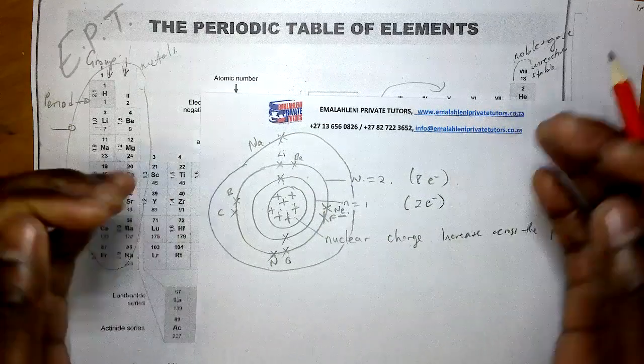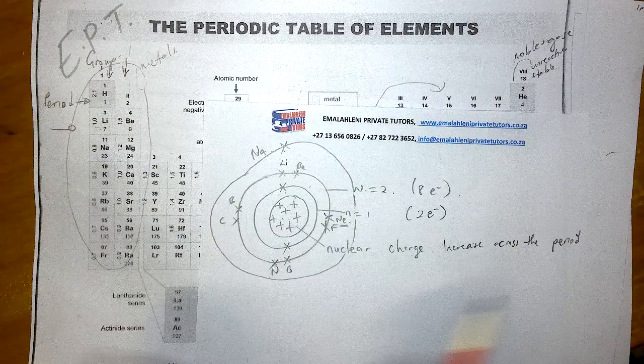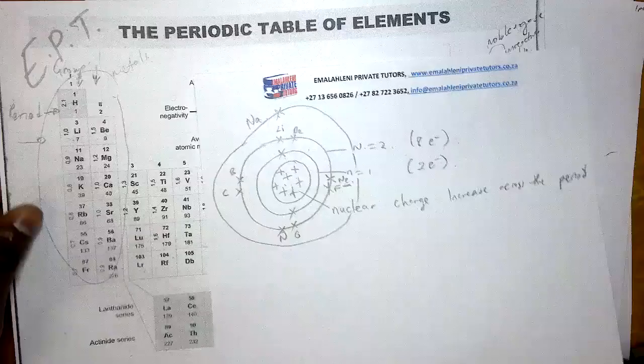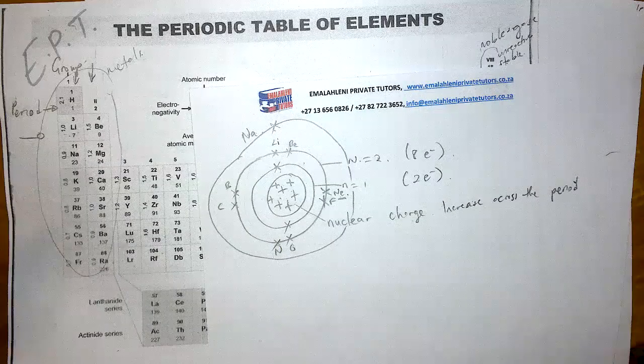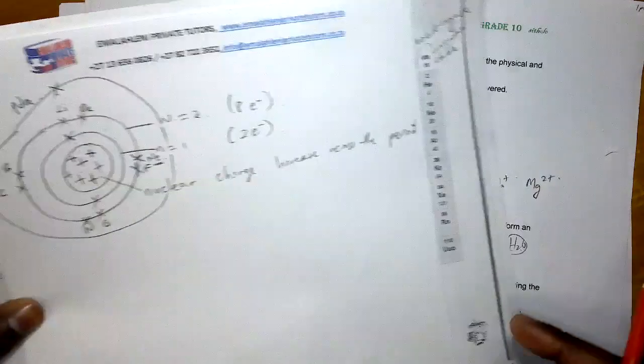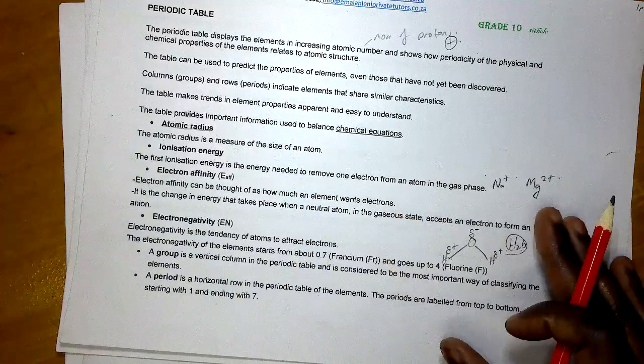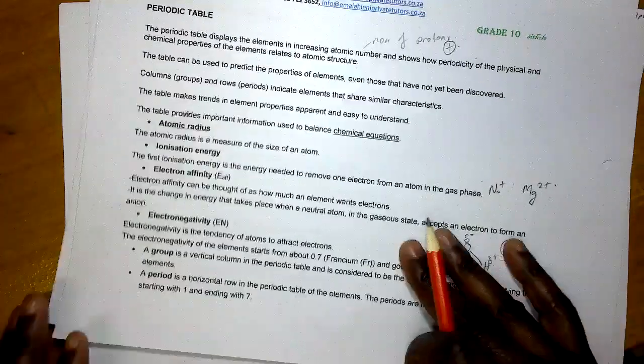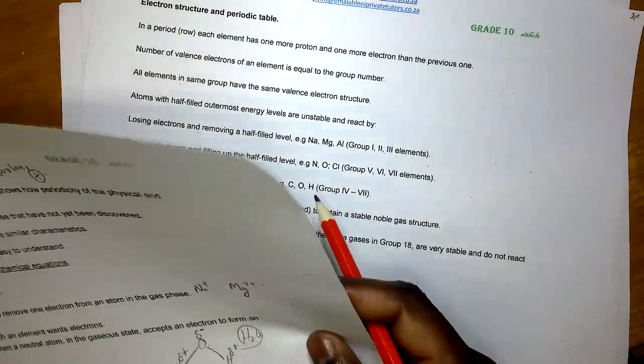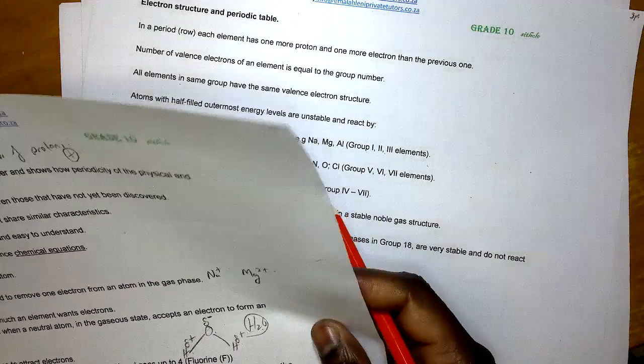Electrons are becoming more attracted to the nucleus. Okay, so I hope you guys understand this. I will send this also in your notes so that you can understand clearly. Let's move on to the next page and see what I was actually telling you.